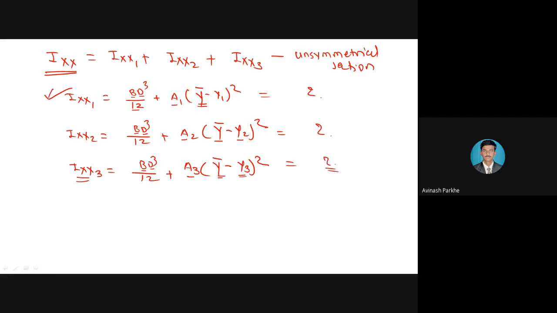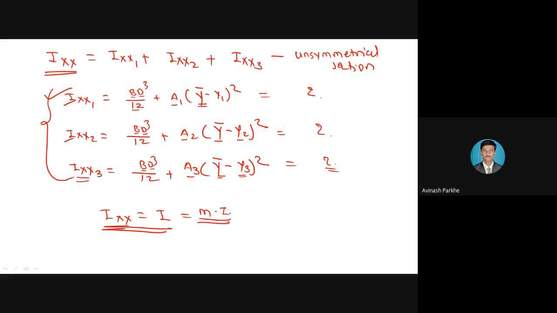And after that, I have to make the addition of Ixx1, Ixx2 and Ixx3. Total Ixx is equal to your capital I, because with respect to the horizontal axis we have taken the section as symmetrical. Therefore, your capital Ixx is equal to I, which is your moment of inertia.